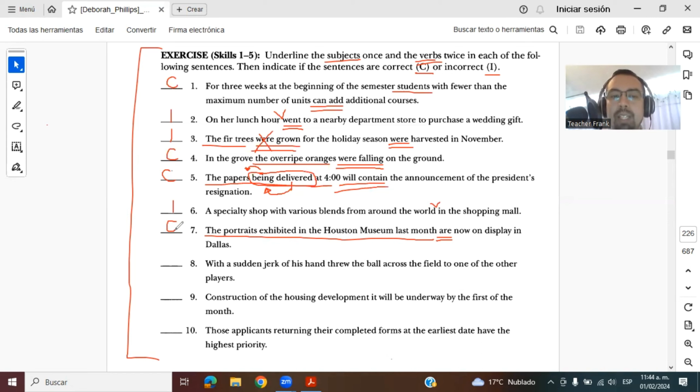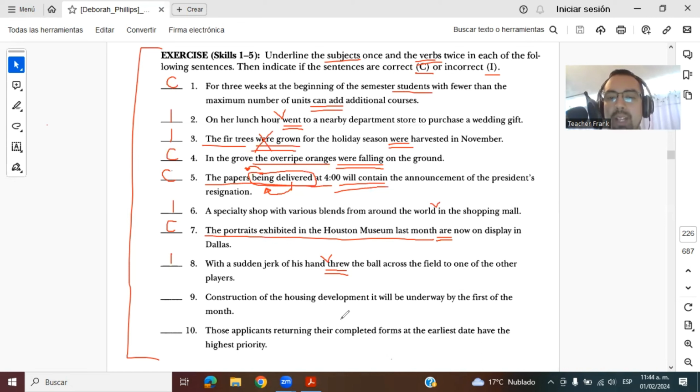Yeah. Number 8, with a sudden jerk of his hand, threw the ball across the field to one of the other players. So we have threw, which is a verb. Who or what threw the ball across the field? His hand? No, right? So we don't know who threw the ball. We need a subject. This one's incorrect. With a sudden jerk of his hand is object of preposition. So it could be he, she, they threw the ball, right? So yeah, missing subject. Let's look at number 9.